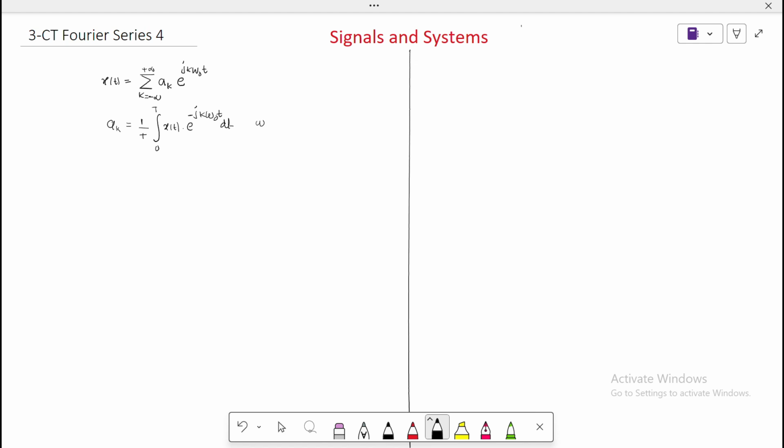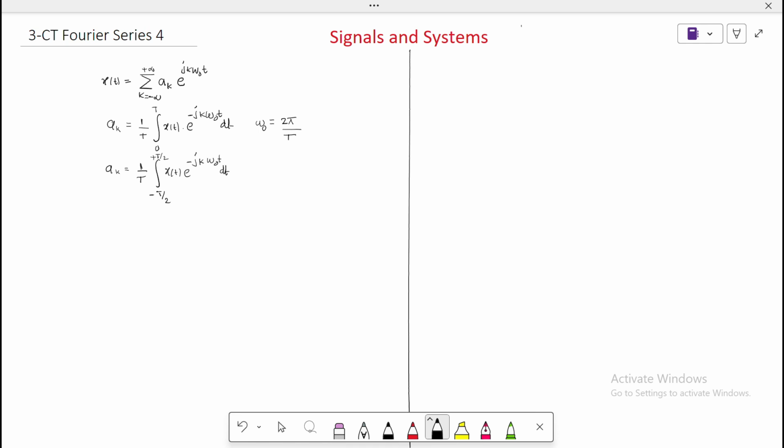Here omega naught is the fundamental frequency of x of t, which equals 2 pi by the fundamental time period T. This formula we can also write as ak equals 1 by T integral of minus T by 2 to plus T by 2 of x of t into e power minus jk omega naught t dt. Since x of t is a periodic signal, it is enough to do the integration within one time period.